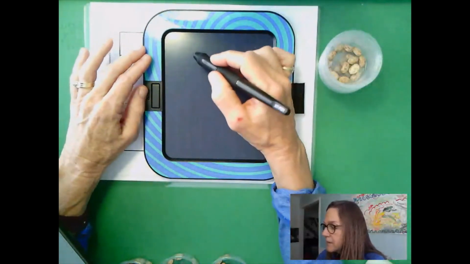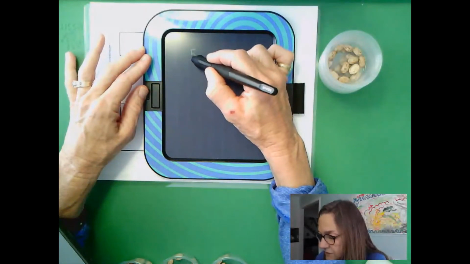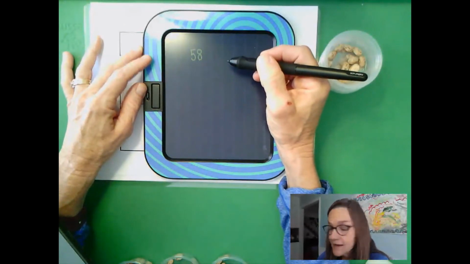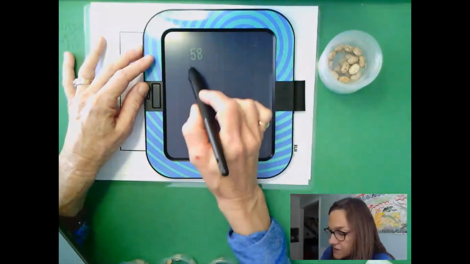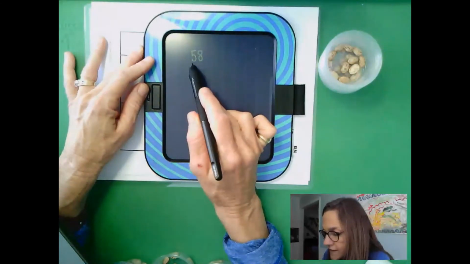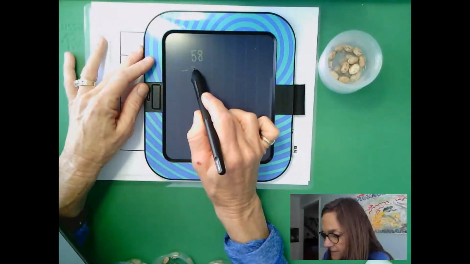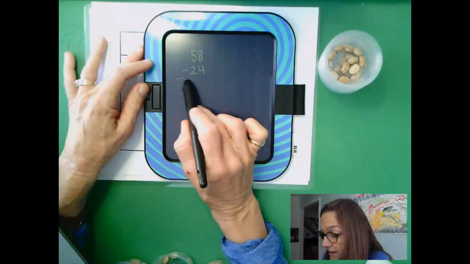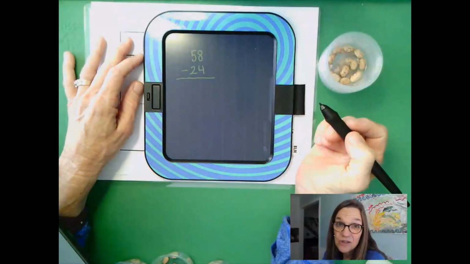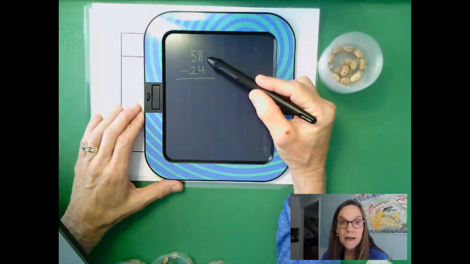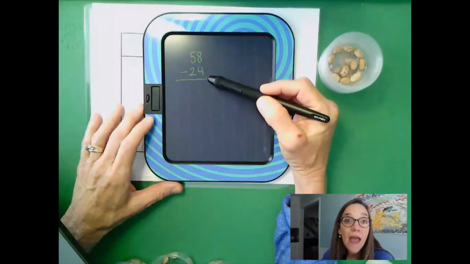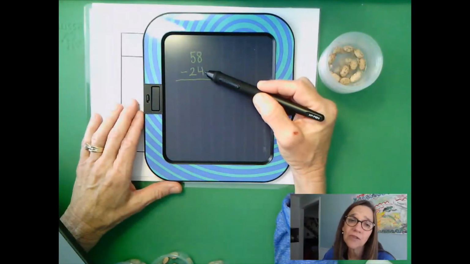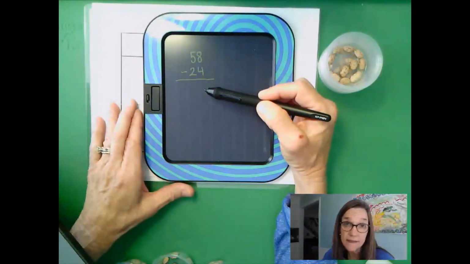Okay, let's say we have 58 butterfly eggs that we found on a leaf. And let's say that only 24 of them hatched. How many did not hatch? Okay, we found 58 butterfly eggs, caterpillar eggs, and 24 of them hatched, and those 24 turned into butterflies and flew away. So how many were left that didn't hatch?